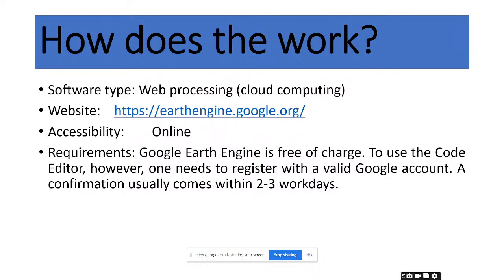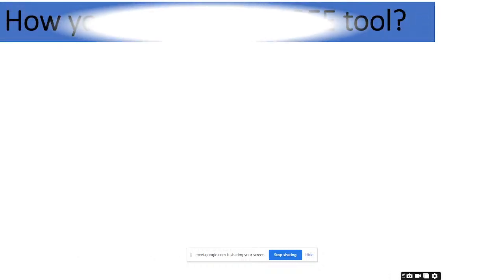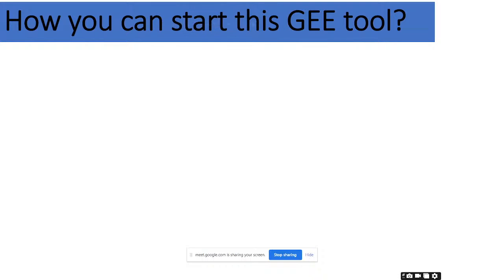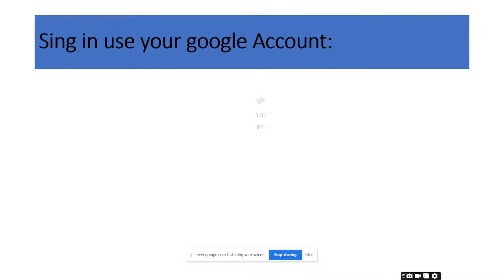I already sent you a recorded video class on how you can easily register. When you complete the registration, you can easily use the Earth Engine code editor, and your computer system must be online. It mainly works with image processing and visualization, and it also works with vector and raster data. I have already covered how to register, so at this time I simply skip this part.